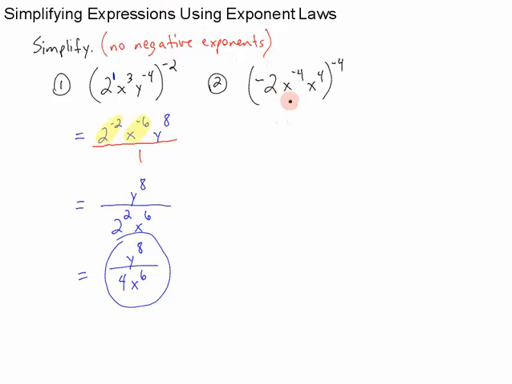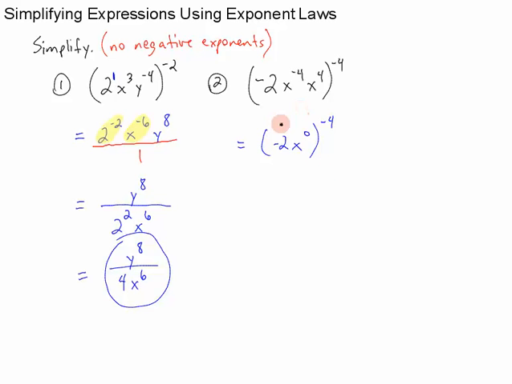In the second example, you do a similar thing, but what I notice first is that inside the parentheses I've got x to a power times x to a power, so I know I can add the exponents if I want to. So if I do that, I end up with negative 2 times x to the 0 power, because negative 4 plus 4 is 0. And then that's to the negative 4th.